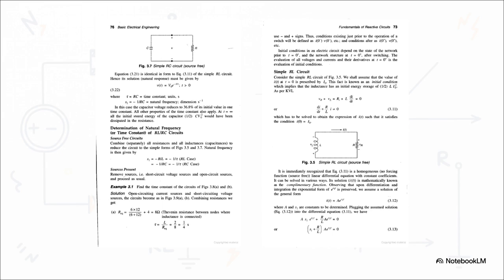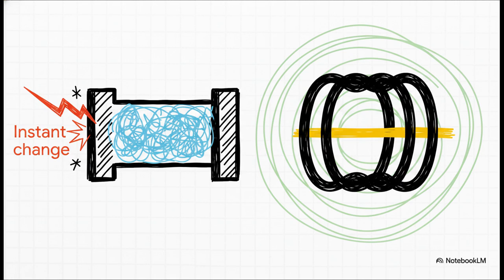On the flip side, we have the inductor in an RL circuit, which stores energy in a magnetic field. Imagine the inductor like a really heavy spinning metal flywheel. If you try to stop that heavy wheel instantly, it's going to fight you hard. It desperately wants to keep the current flowing. Both of these components essentially act as a memory of what the circuit was doing just a fraction of a second ago. So let's break down exactly how these components react right after a switch is closed.